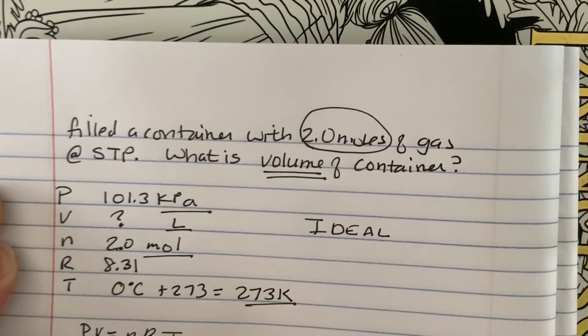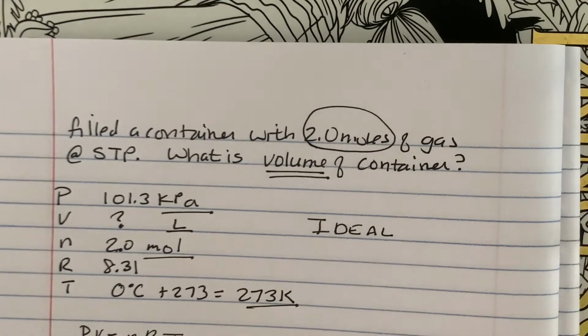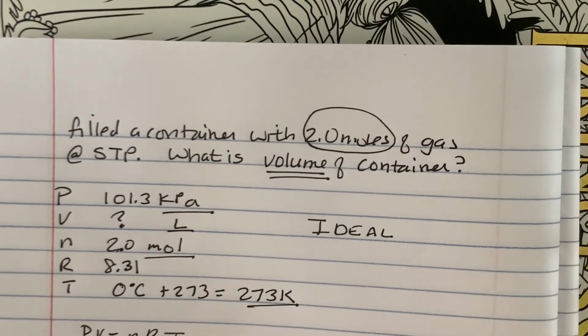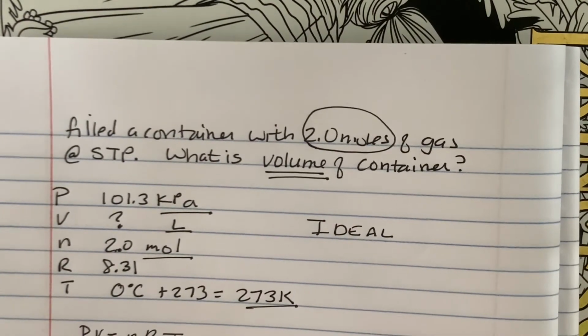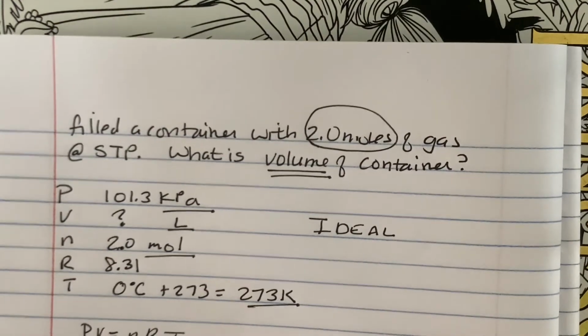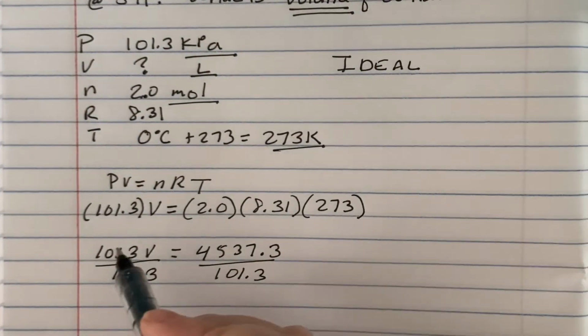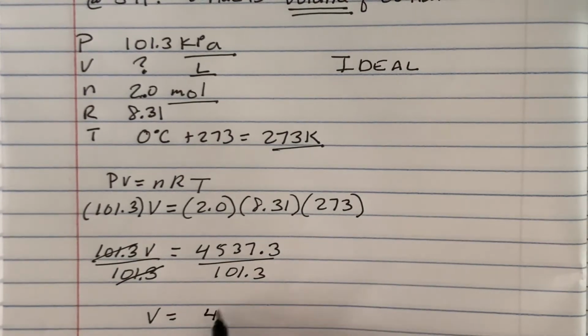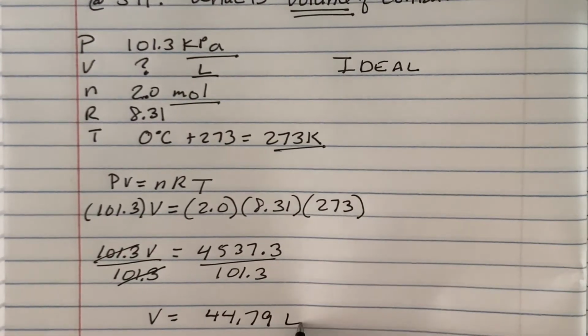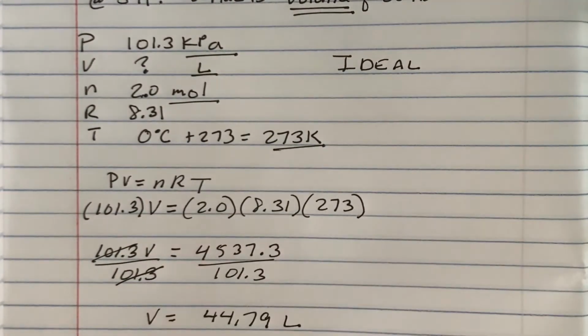So 101.3 times volume is what I'm left with on the left side. And on the right side, I have 2 times 8.31 times 273. And that is going to give me 4537.3. I want to get V by itself, so I'm going to divide by 101.3. What I do to one side, I have to do to the other, so it cancels. So my volume is going to be 44.79 liters. I know it's liters because with the ideal gas law, it's always liters.